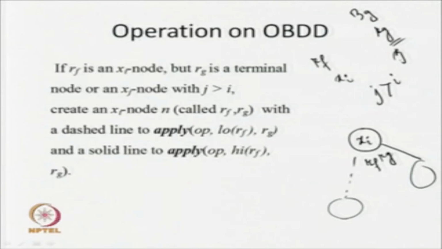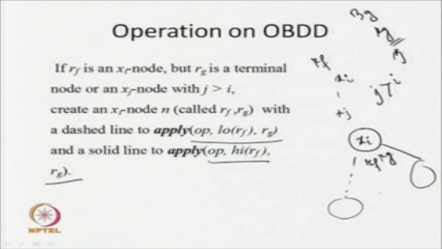So, that means again I have to look down the line, somewhere I am going to get xj in your RF. At that time I am going to see what will be the situation. So, that is why we are going to apply low of RF and RG, because RG is independent of xi, and in case of your solid line we are going to apply high of RF and RG. So, this is the way I am going to construct my resultant BDD.